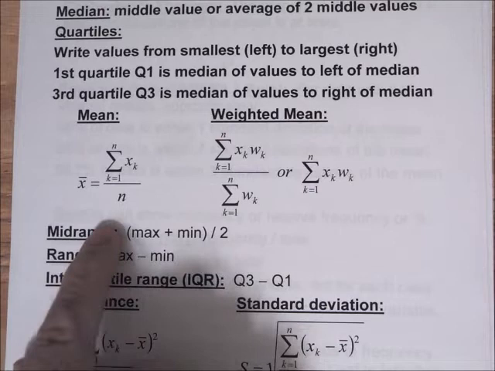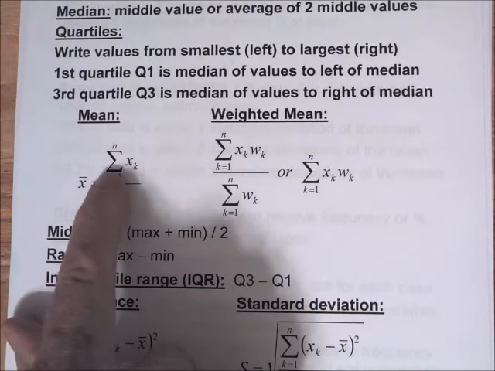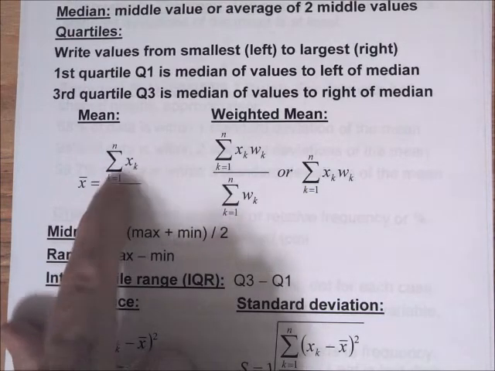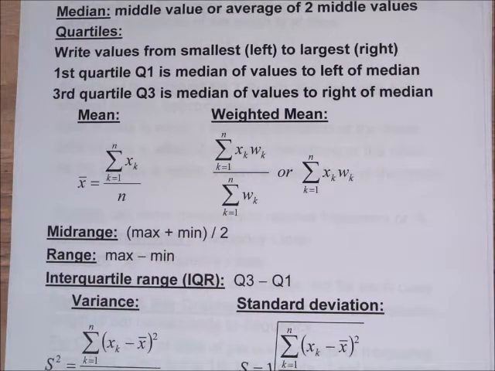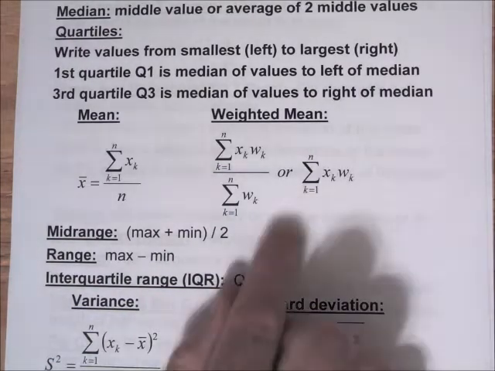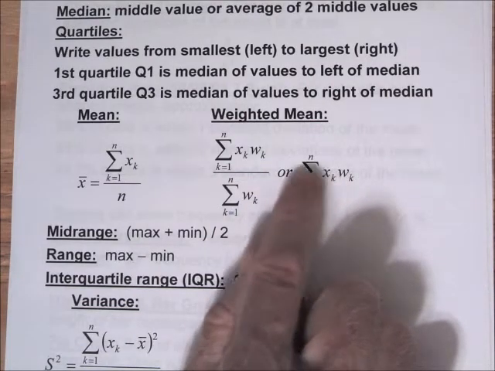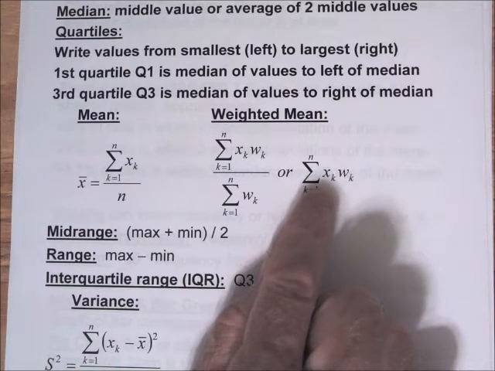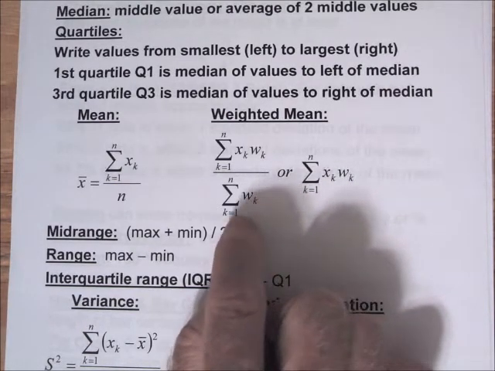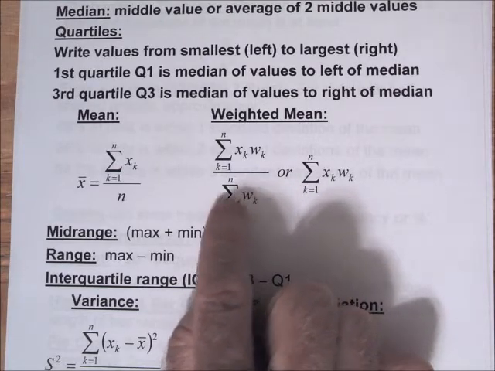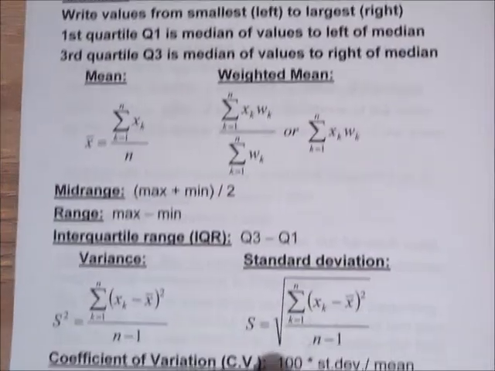The formula for the mean is the sum of all the data values. This Greek letter capital sigma means sum of all the data values, divided by n. Occasionally we will be working with a weighted mean. Oftentimes the weights will add up to 1. In that case, you use the simpler formula here. It's just to multiply each score times its weight and then add them all up. If the weights do not add up to 1, then you have to divide by the sum of the weights in order to get the weighted mean.